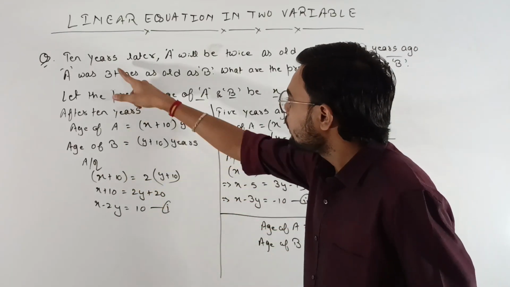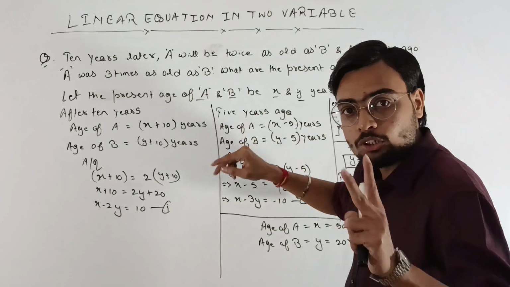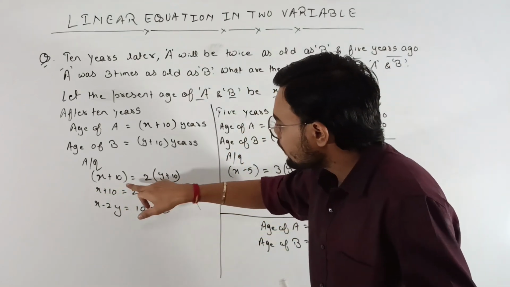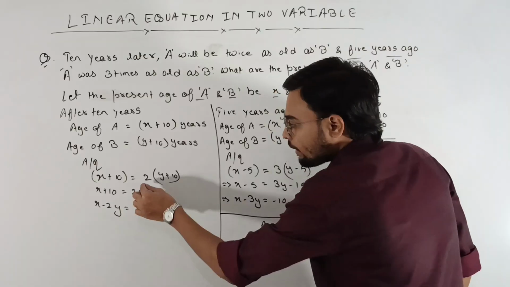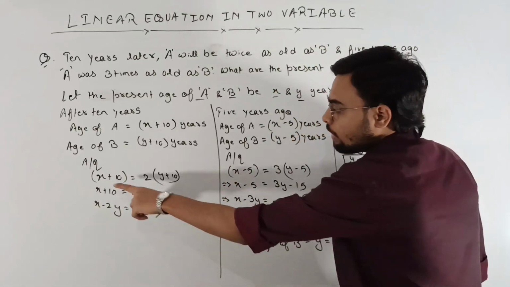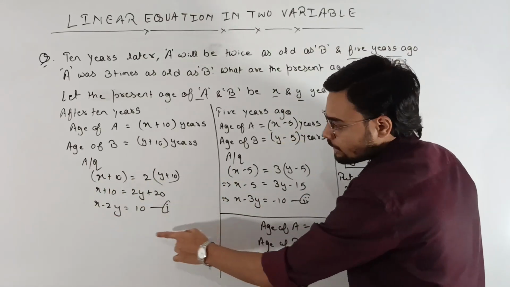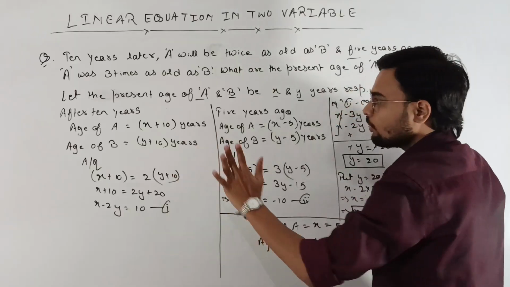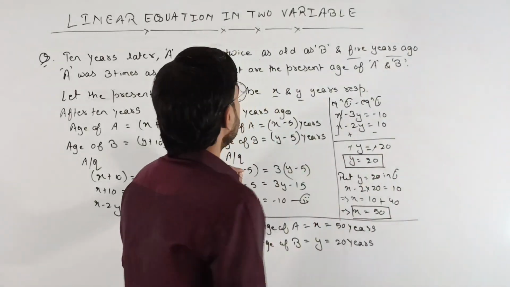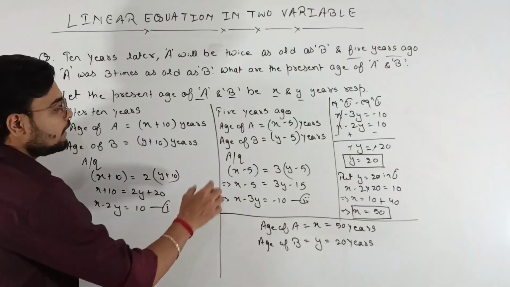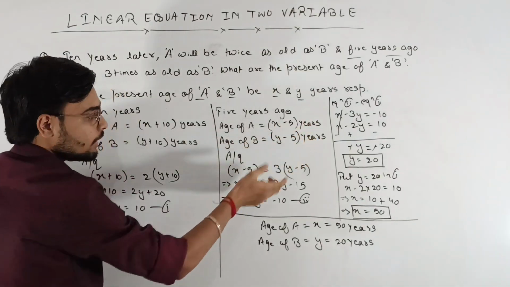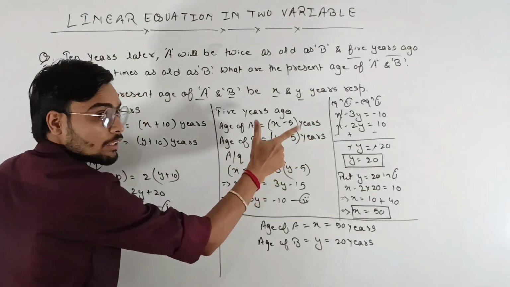Now according to the question, 10 years later A will be twice, which means x plus 10 is equal to 2 times y plus 10. The age of A is twice the age of B. After solving this, I get my first equation, x minus 2y is equal to 10. Again the question said 5 years ago. The age of A is x minus 5 years and the age of B is y minus 5 years.